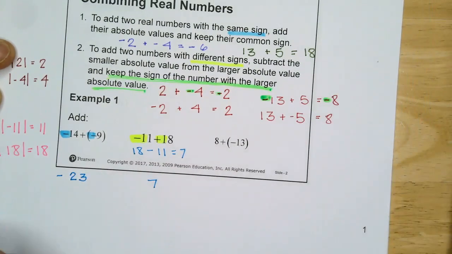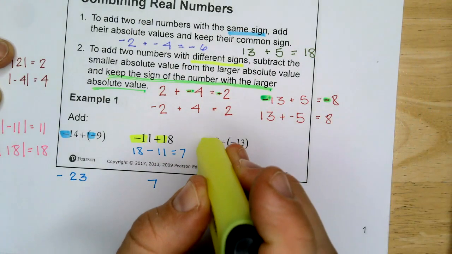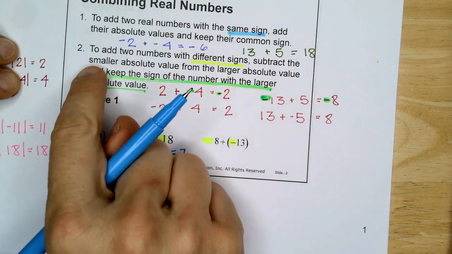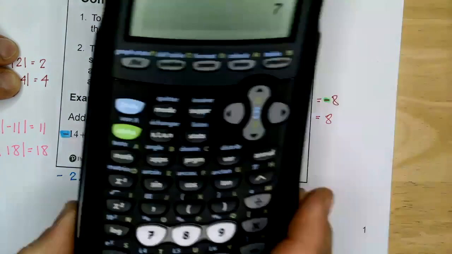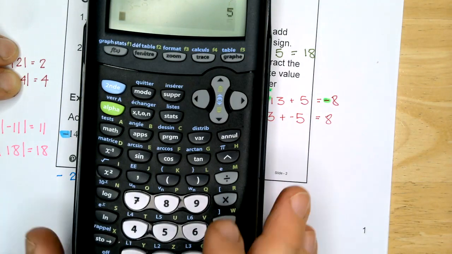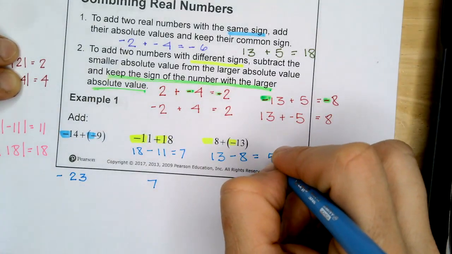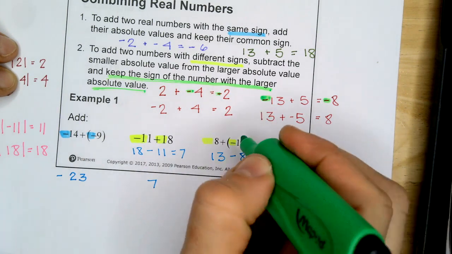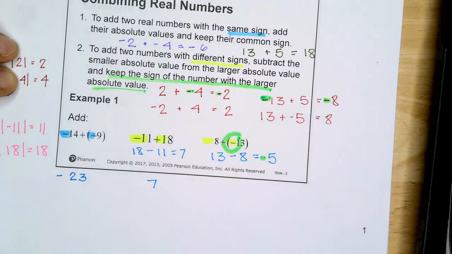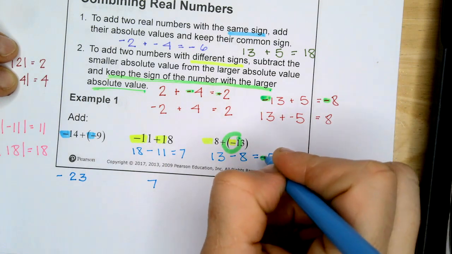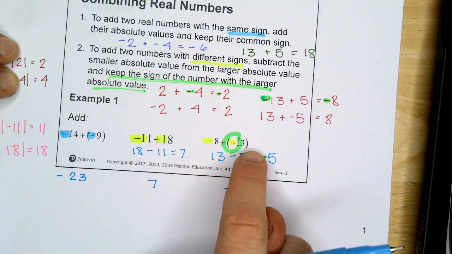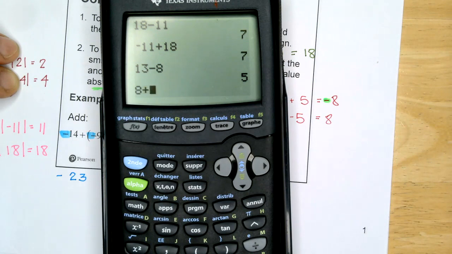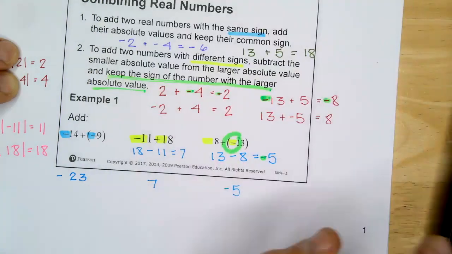Good. Here we have, again, different signs. That's a positive 8, but a negative 13. Subtract the smaller absolute value from the bigger absolute value. 13 minus 8 is 5. But keep the sign of the bigger absolute value. So it's actually negative 5, which you can also put in your calculator. 8 plus negative 13, or 8 minus 13, is negative 5.